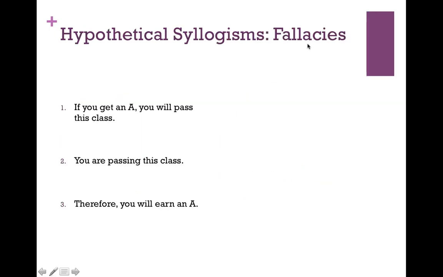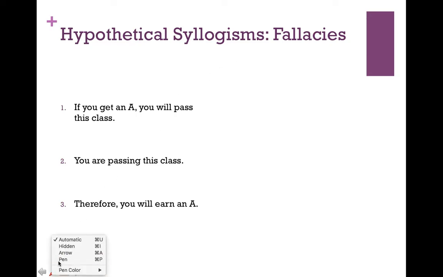All right, so I also want to talk about certain fallacies of hypothetical syllogisms, and there are two important ones we're going to focus on. And here's one that I gave you guys a long time ago, and you were able to identify. But look at this. If you get an A, you will pass this class. You are passing this class, therefore you will earn an A.